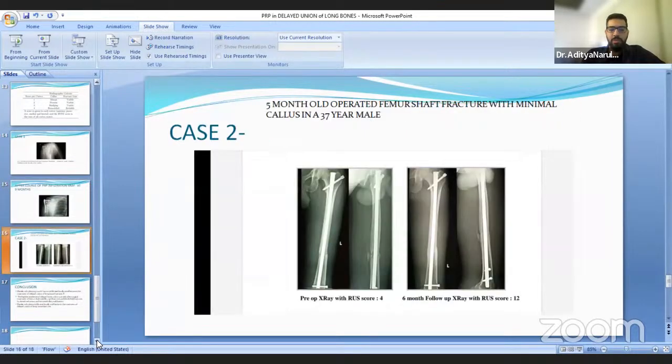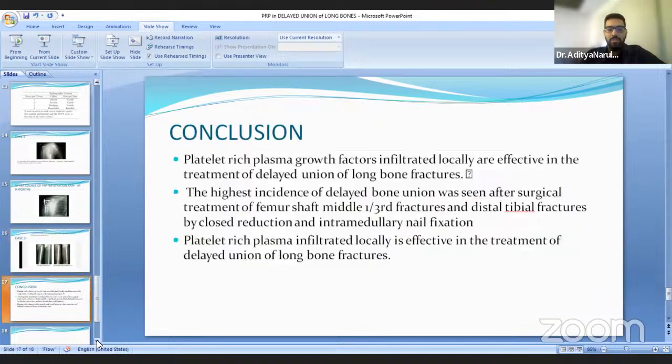Coming to case number two, in which at 5 months post-surgery, there is minimal callus formation and a RUSH score of 4. At 6 months, we can see adequate callus formation with a RUSH score of 12, which shows that PRP has led to effective bone union in cases of delayed union.